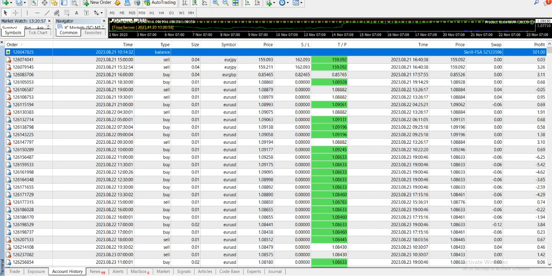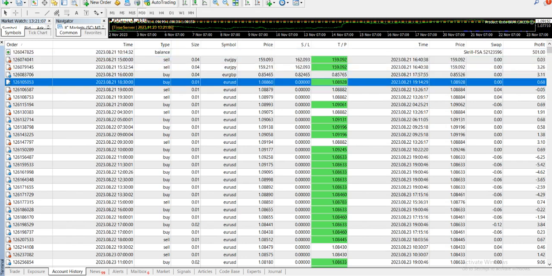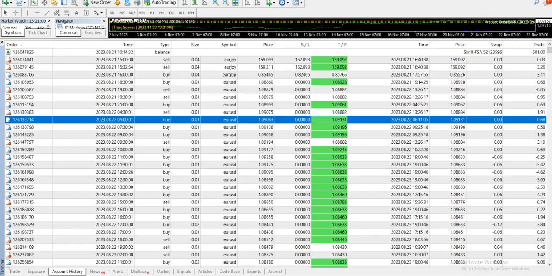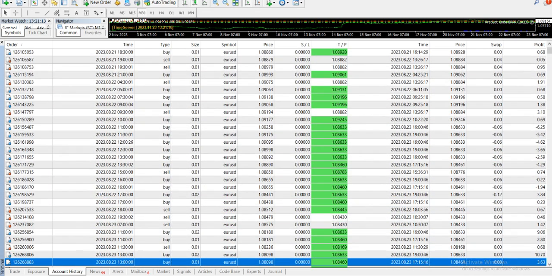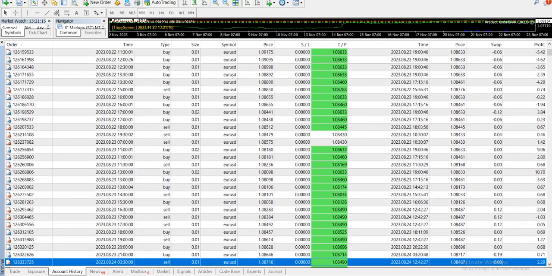Please ignore the first 2-3 trades that were taken manually, because I was not aware that I was trading on this particular account. So we are starting from here. This is all on the initial lot size of 0.01.